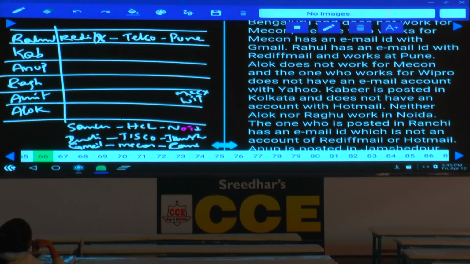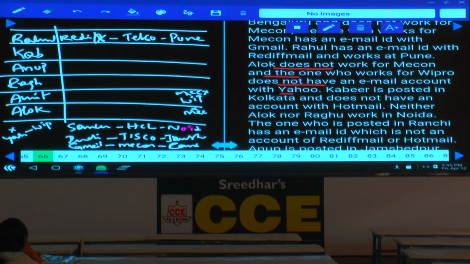Next one, Alok does not work for Mecon, hence Mecon here is ruled out. And Mecon is in which place? Mecon is in Ranchi. Hence, Kabir is posted in Kolkata. Alok does not work for Mecon, and the one who works for Wipro does not have any email ID with Yahoo. Wipro does not have an email with Yahoo. Hence, Yahoo is not the email of the person working with Wipro.